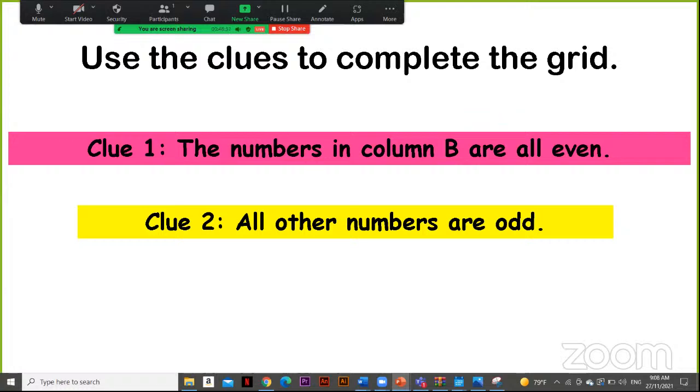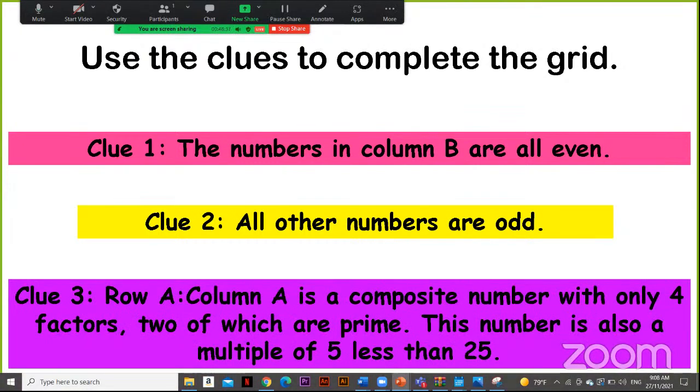All right. And the third clue is that row A, column A, so that's row A to column A, that rectangle is a composite number with only 4 factors, 2 of which are prime. This number is also a multiple of 5 less than 25. Now, these are the 3 clues.